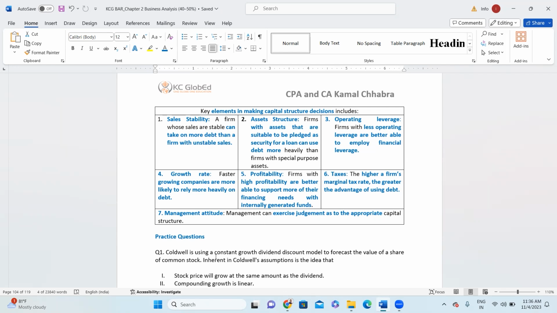Fourth is growth rate. So, if you remember, we have discussed the dividend growth rate model, right? That is very much dependent on how much dividend you are expecting to grow year over year, right? So growth rate, that is, faster growing companies are more likely to rely more heavily on debt. The companies who are growing faster take more and more debt for the infusion of capital into their organization, and they create more and more value for the equity by deploying more and more debt, right?